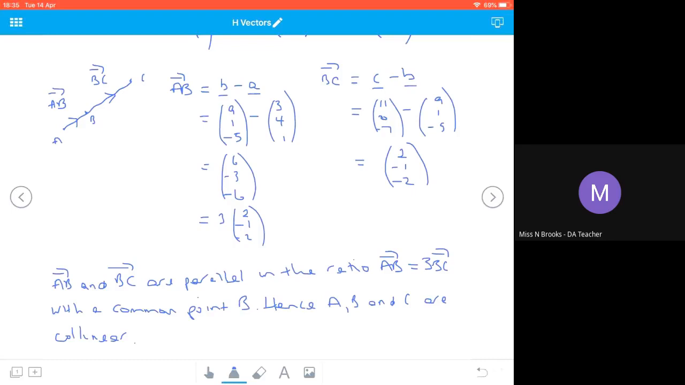Now, obviously, if A, B, and C are not in a ratio, then it doesn't matter that there's a common point. It means that they would not be collinear.